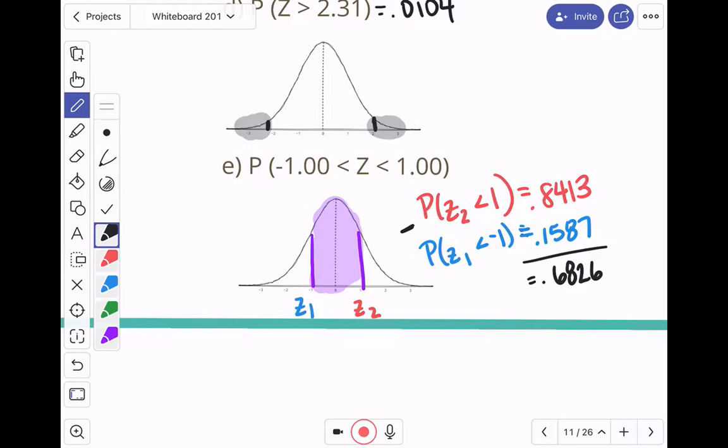Now, that's using the chart. I want to show you how to do this on Excel as well, all right? So in Excel, you have a function.